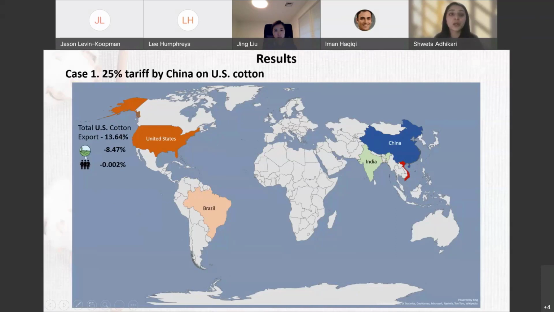And this has an impact on the land use as well as the employment, the labor use. So the prices of labor have decreased due to the decrease in export of cotton from the US to all the countries. The decrease in cotton import from the US has been fulfilled by China importing from other countries. So we can see from these arrows that for Brazil, other Southeast Asian and South Asian countries, and Vietnam, there has been an increase in cotton import.